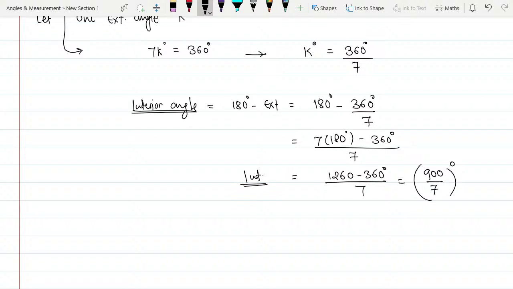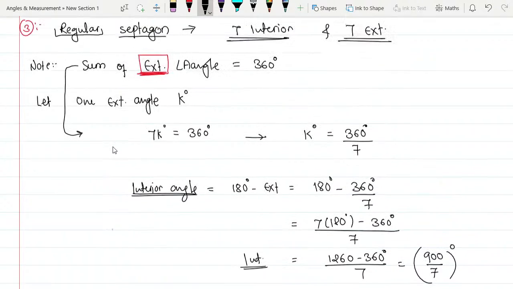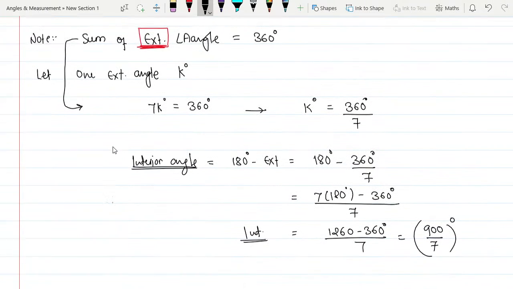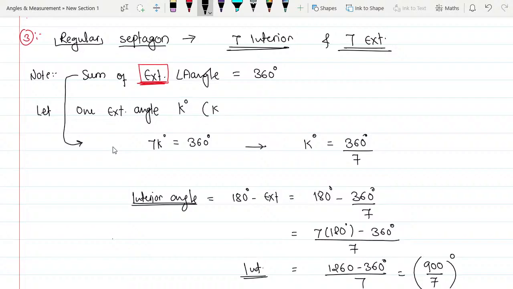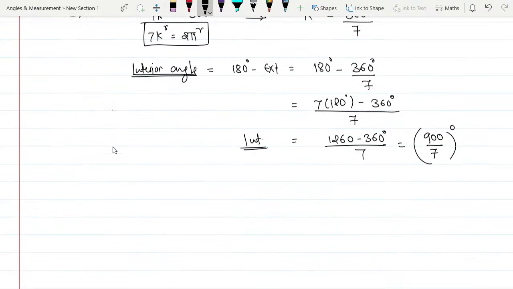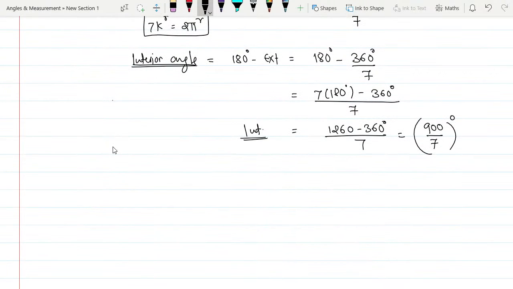No problem, you can solve this question in radians itself. You can start in radians too. So consider this K is in radians. This becomes 7K radians, which is equal to 2 pi radians in that case. If you follow this method, you can get the answer finally, the interior and exterior angles in degrees as well as in radians.